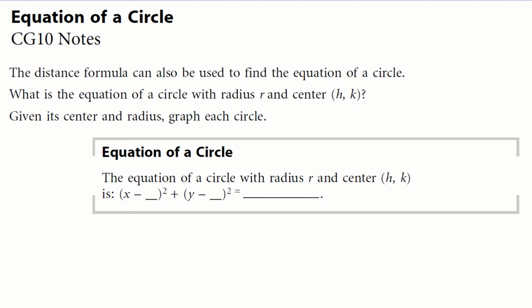You might remember, or you might have blocked out that memory, but h and k in this example are the center of the circle. H is the x coordinate of the center. K is the y coordinate. Let's go ahead and fill out this conjecture.